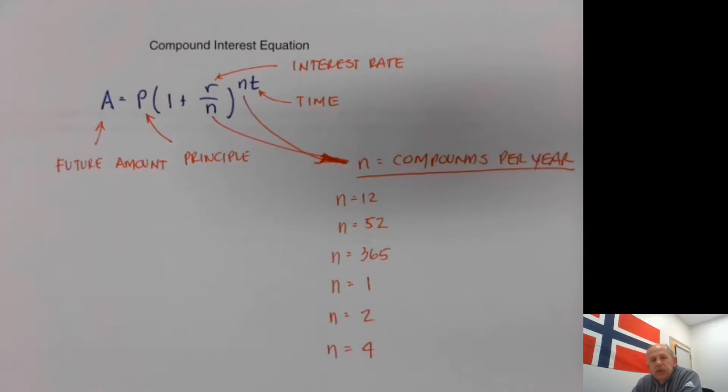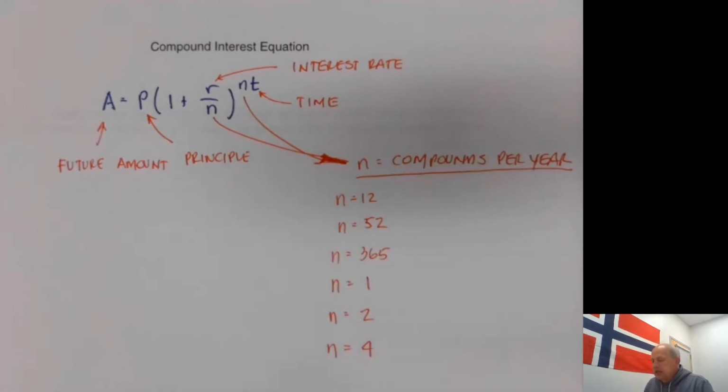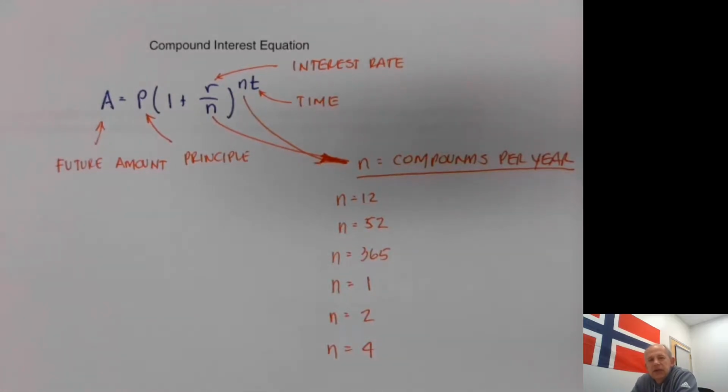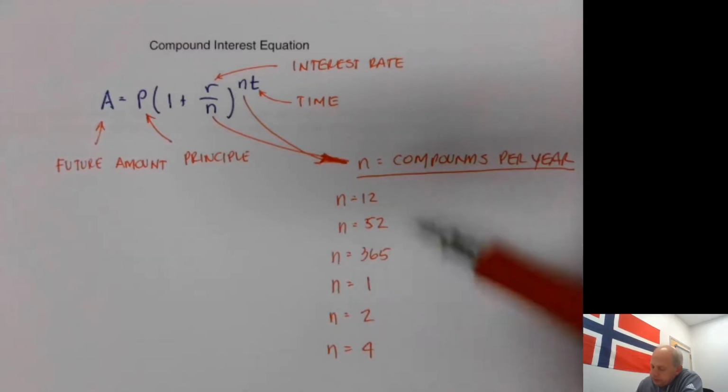My A is my future amount. My P is the principal that I'm starting with, a given amount of money. My R is my interest rate, my T is time, and the one thing that is different here is this variable called N, and N represents the number of compounds per year.